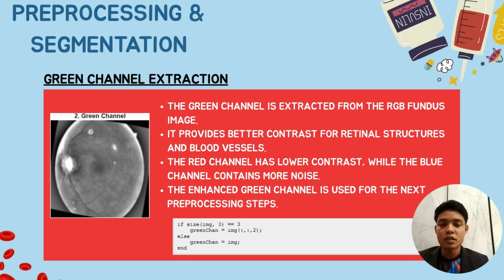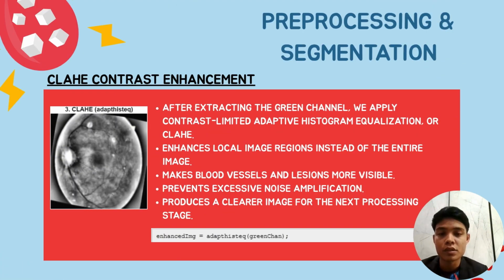After loading the original retinal image, we extract the green channel from the RGB image. The red channel has lower contrast, while the blue channel contains more noise. By using the green channel, important retinal features become more visible, making the following pre-processing and feature extraction steps more effective. This is CLAHE contrast enhancement.